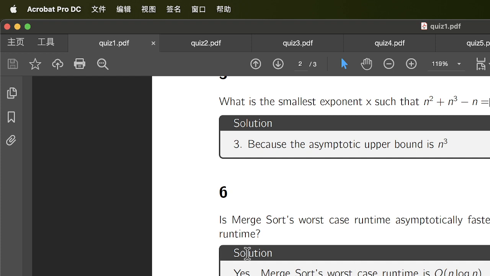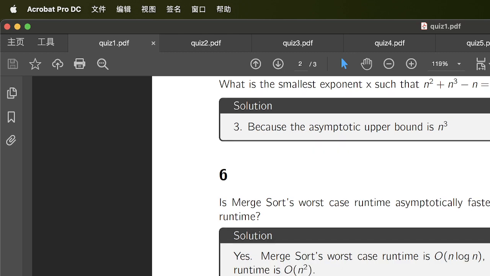So number 6, is merge sort worst case runtime faster than insertion sort worst case runtime? So the answer is yes, because merge sort always runs in n log n time, right? And insertion sort worst case runtime is O of n squared, and n log n grows slower than n squared. So the answer is yes.